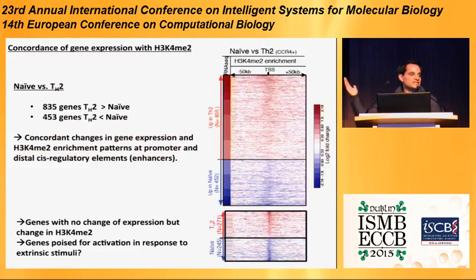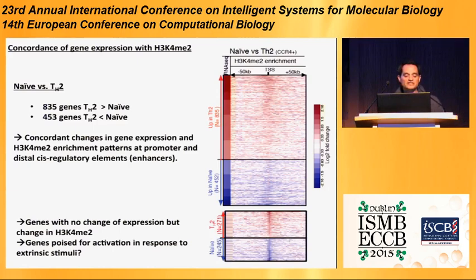Of course, we were interested in correlating this differential Me2 enrichment with gene expression. So I have identified, based on matching RNA-seq data, differentially expressed genes. We see those that are upregulated or those that are downregulated here. And then I have centered this heat map at the transcription start sites. I think it is very obvious that we see concordant changes in gene expression and H3K4 Me2 enrichment patterns at promoters, but also at distal cis-regulatory elements.